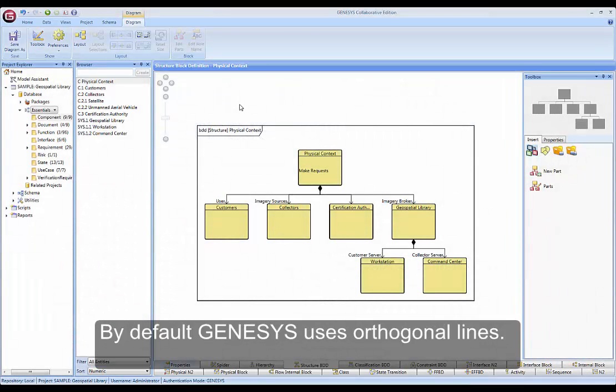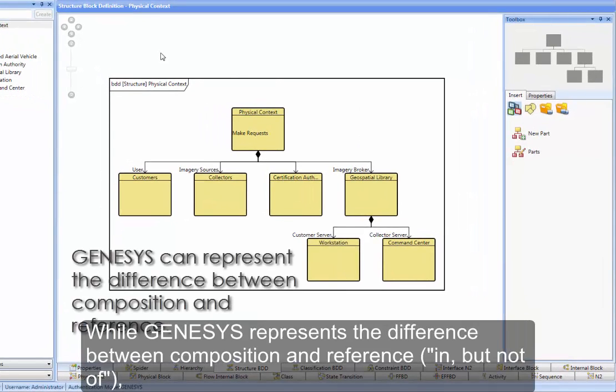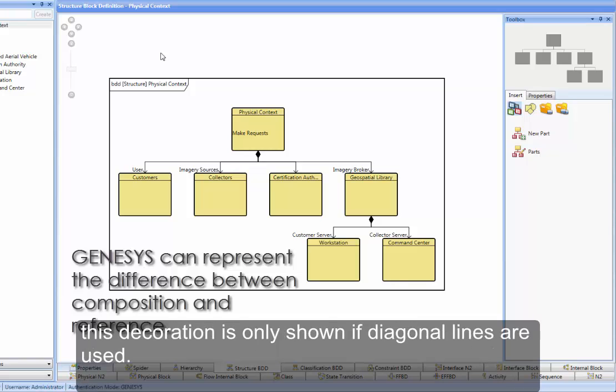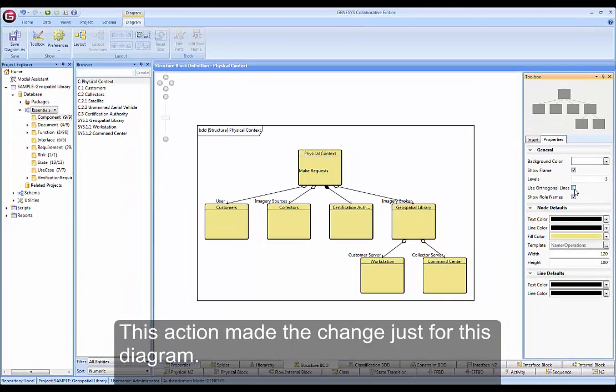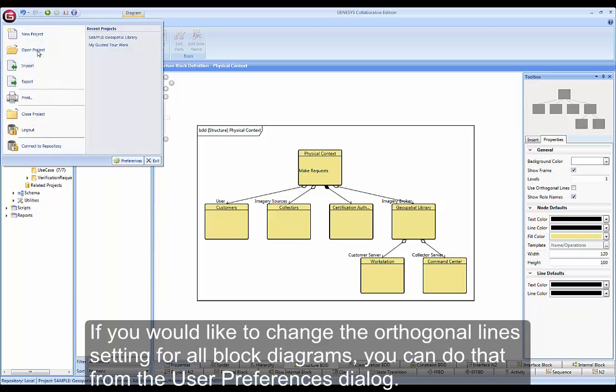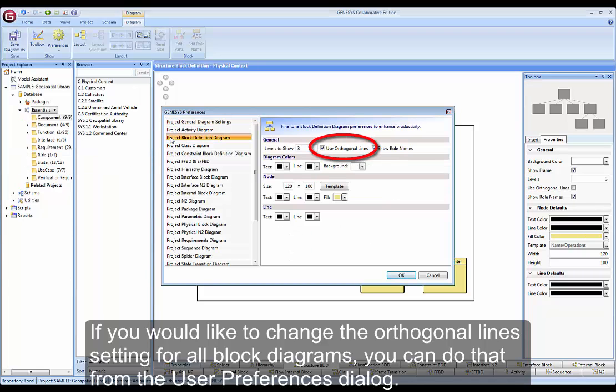By default, GENESYS uses orthogonal lines. While GENESYS represents the difference between composition and reference, in but not of, this decoration is only shown if diagonal lines are used. We can switch to diagonal lines using the diagram properties. This action made the change just for this diagram. If you would like to change the orthogonal line setting for all block diagrams, you can do that from the User Preferences dialog.